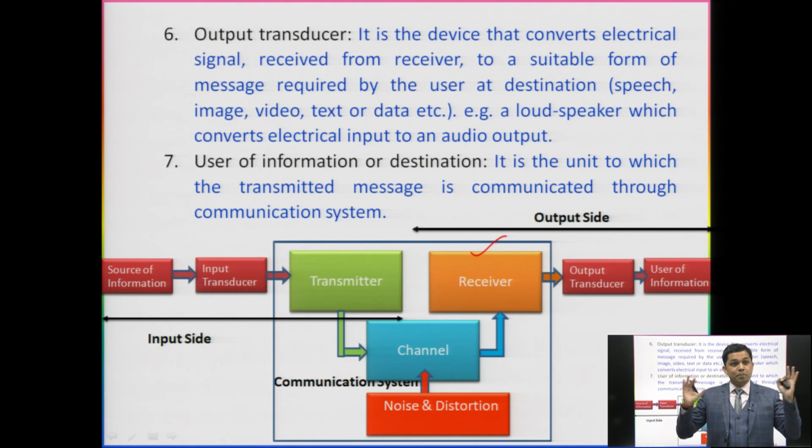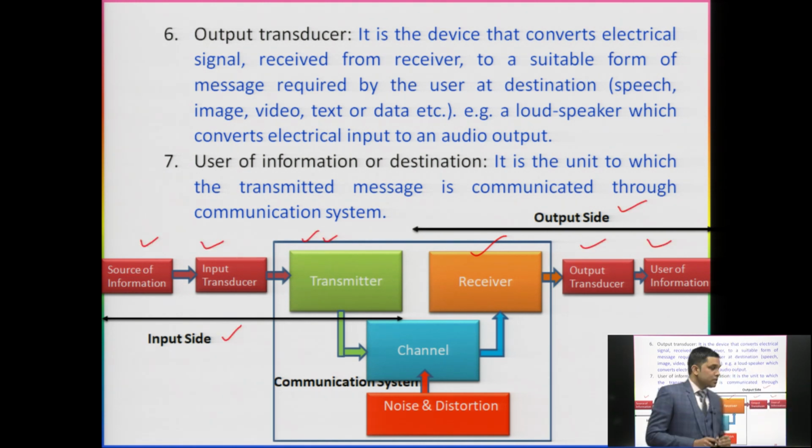So, if I take the complete communication system, this is the block diagram of the communication system, in which we have the input side as well as the output side. In the input side we have the source of information, input transducer and transmitter, and in the output side we have the receiver, output transducer and user of information. The three basic elements of a communication system are the transmitter, receiver and communication channel. The communication channel is affected by noise and distortions.